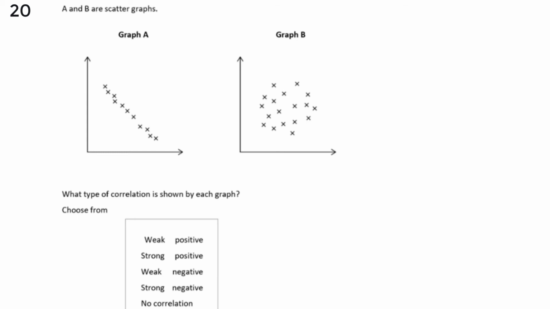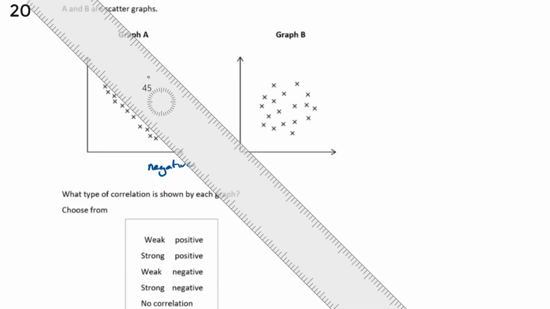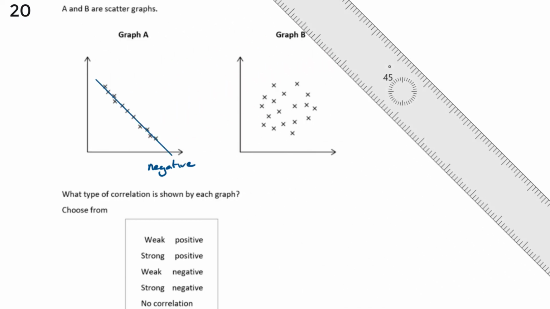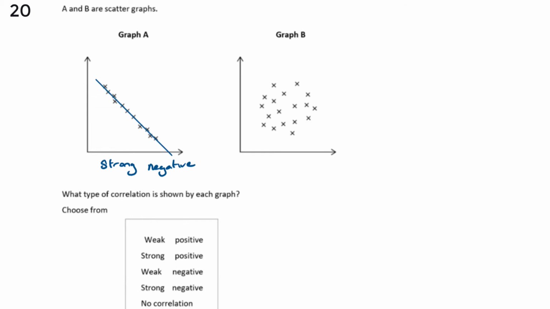Now, graph A is sloping downwards from left to right, so it is definitely negative correlation. Now, is it strong or weak? Those points are very much sitting in a straight line. They're very close to a line of best fit. If I drew one in with a ruler, they're all pretty much sitting on top of it. So that is very strong negative correlation. Strong negative. Now, the second set, pretty much everywhere, aren't they? There's no correlation going on here.